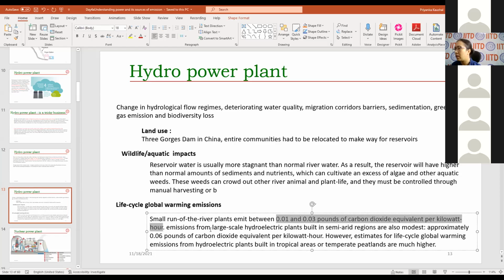Vis-a-vis, if you look at large-scale hydropower plants, it is about 0.6 pounds of carbon dioxide equivalent, all the gases together, right? So there is 0.1 and 0.6, up to 6 times higher. If not 6, even in the most dense year it is also double the amount, right? So run of the river, and that's why there is a huge emphasis on run of the river.